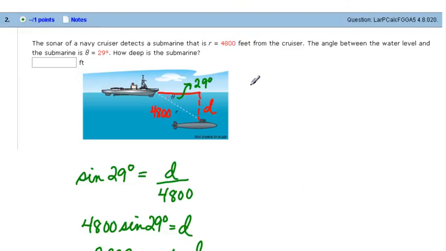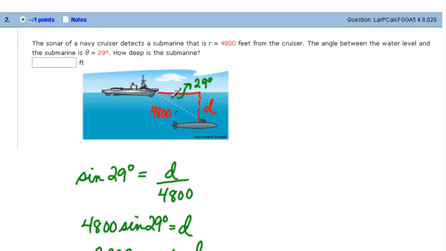The second one is another right triangle application. It's saying the sonar of a Navy cruiser detects a submarine that is 4,800 feet from the cruiser. The angle between the water level and the submarine is theta, which is 29 degrees. How deep is the submarine? So you can see in the triangle represented, I've represented the distance between the submarine and the cruiser, which is 4,800 feet. We know the angle is 29 degrees.